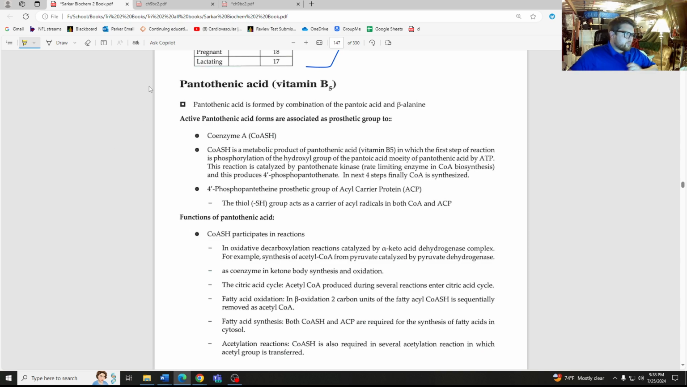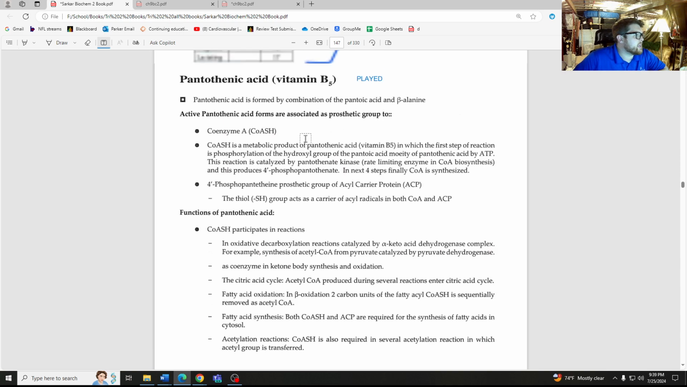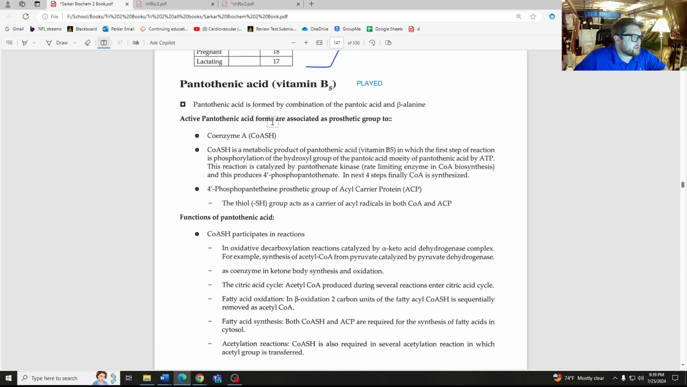So vitamin B5. Pantothenic acid B5 is formed by the combination of pantoic acid and beta-alanine. Active pantothenic acid forms are associated as prosthetic group 2. We have coenzyme A, CoASH, acyl carrier protein, these kind of stuff.